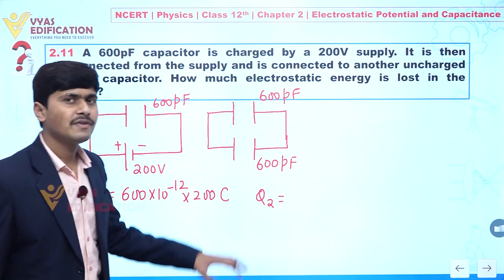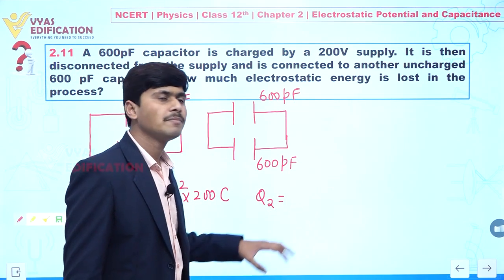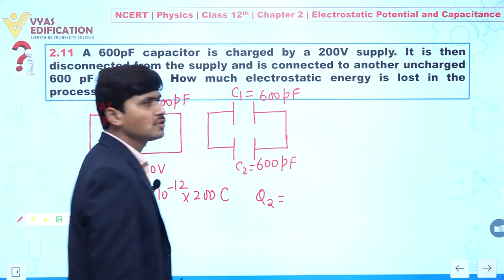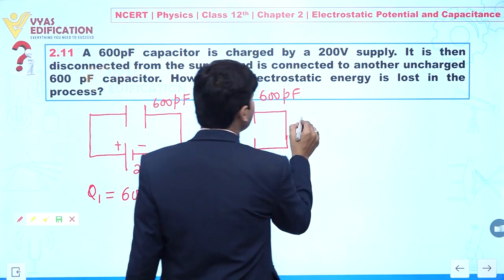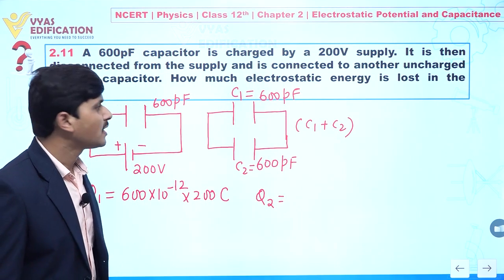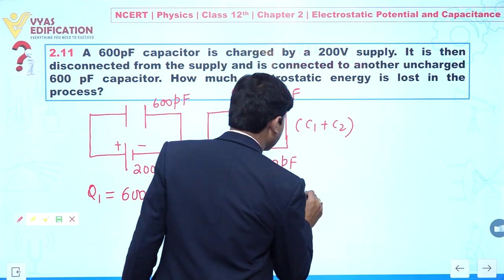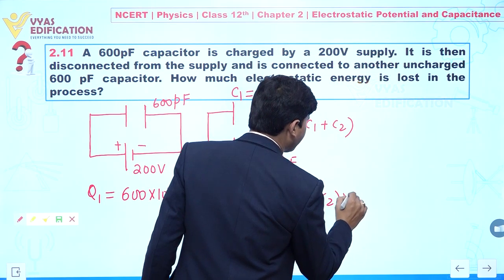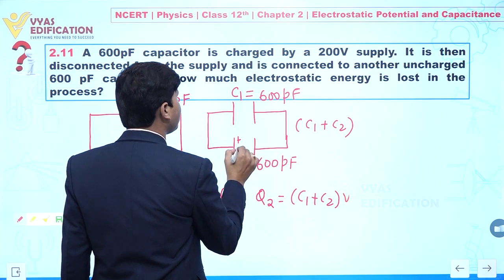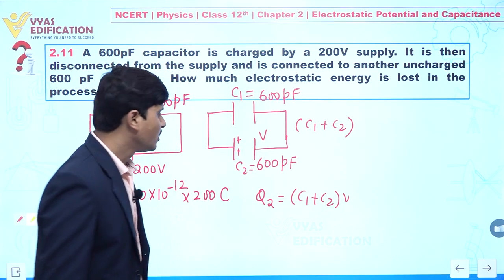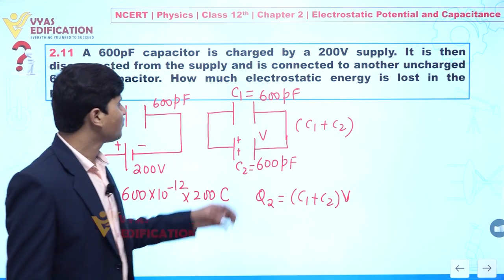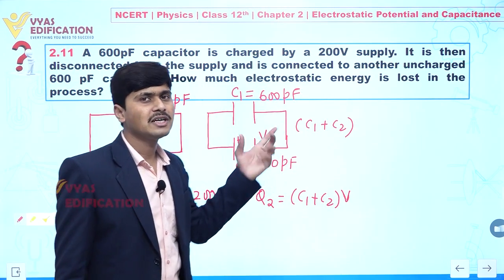So now we can find the value of Q2. Now you can say here we have two capacitors and both are connected in parallel. Let's suppose this is C1 and this is C2. C1 and C2 are connected in parallel, so the equivalent we can write as C1 plus C2. Let's suppose we have a common potential across this parallel plate capacitor, this is V. Actually you can also see, because both are connected in parallel, the potential difference remains the same.